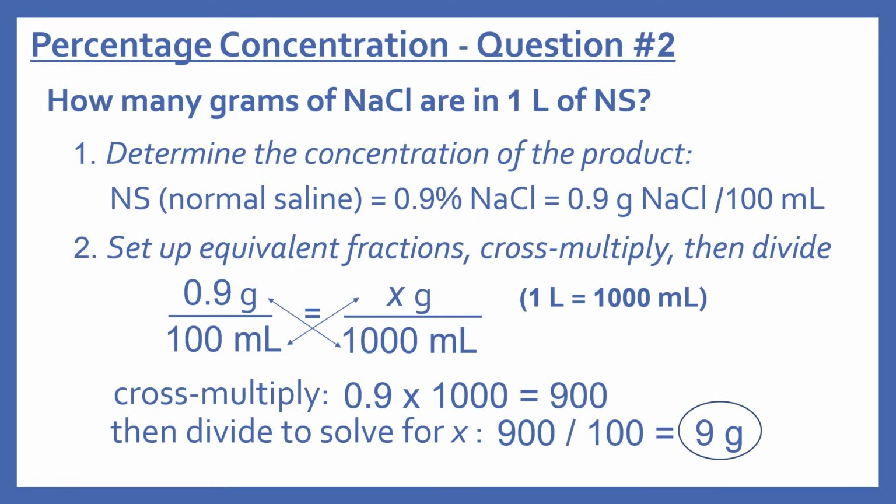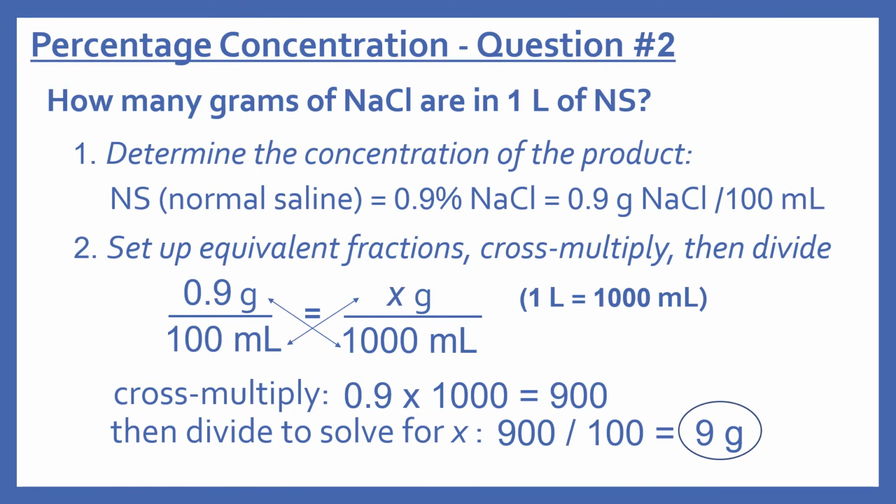So we have 0.9 grams per 100 milliliters. That's the concentration of the normal saline. We're going to set that equal to X grams, that's what we're looking for, how many grams per 1,000 milliliters. Notice in the question it's 1 liter we're looking for, but remember our units have to match. The numerator units and the denominator units of the fractions have to match. So since we have milliliters in our first fraction, it has to be milliliters in our second fraction. And if you've memorized your conversions, you know that 1 liter equals 1,000 milliliters.